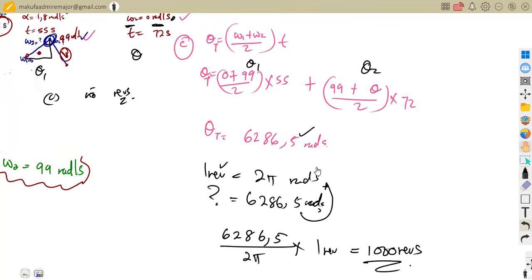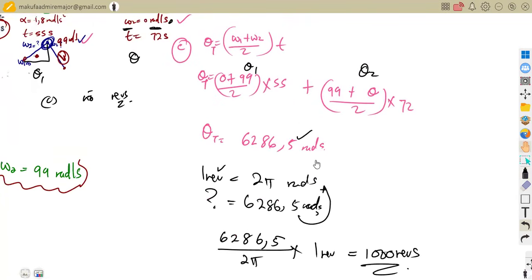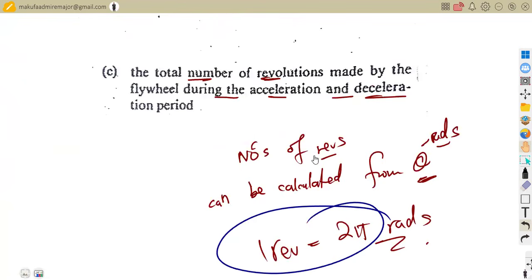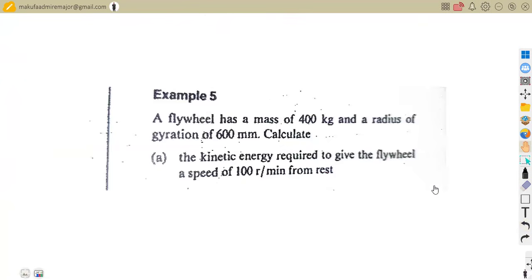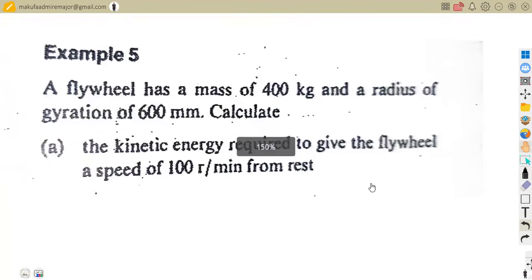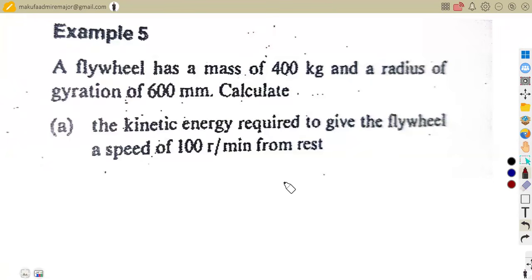Okay, so you see, guys, this is how they can ask this. On the number of revolutions, you have to be very, very careful. So that was the question there. The way that you're given your question, there you have to be very, very careful.